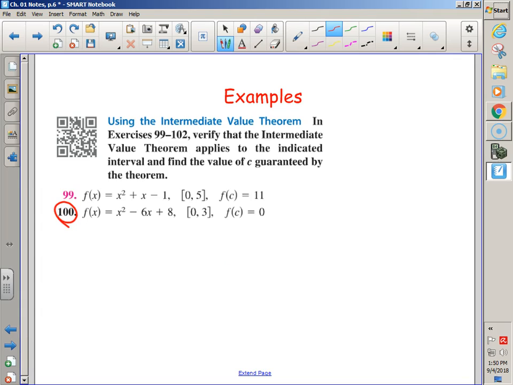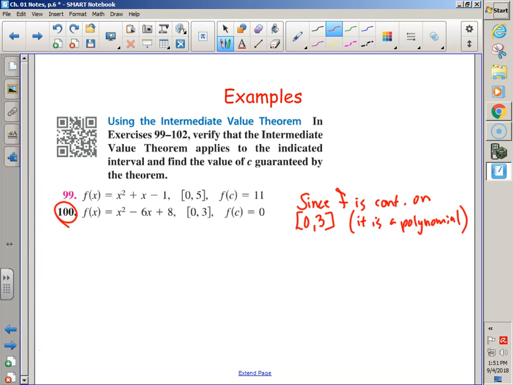Verify that the intermediate value theorem applies on the indicated interval and find C. Could be one value, could be multiple, guaranteed by the theorem. Okay, what has to be true before we can even use the intermediate value theorem at all? If f is continuous. Question, is f continuous? Yes. Why? All polynomials, yeah, that works. It's a polynomial, yeah, of course it's continuous.